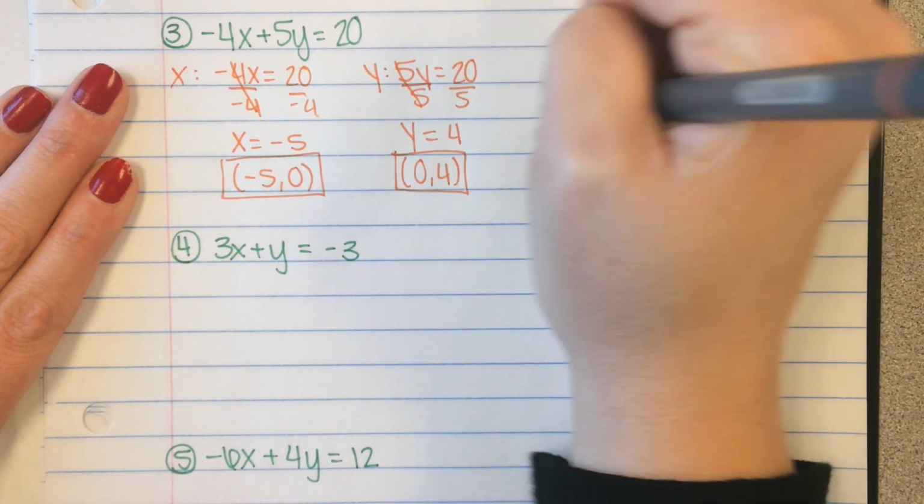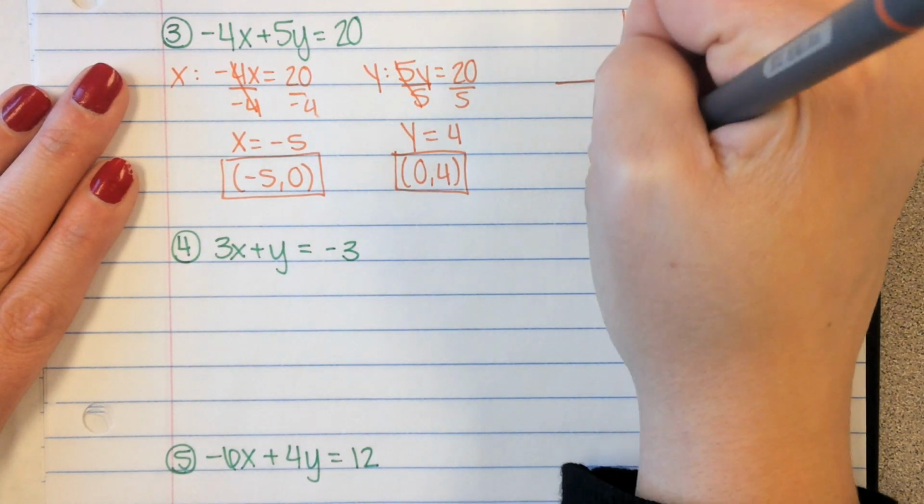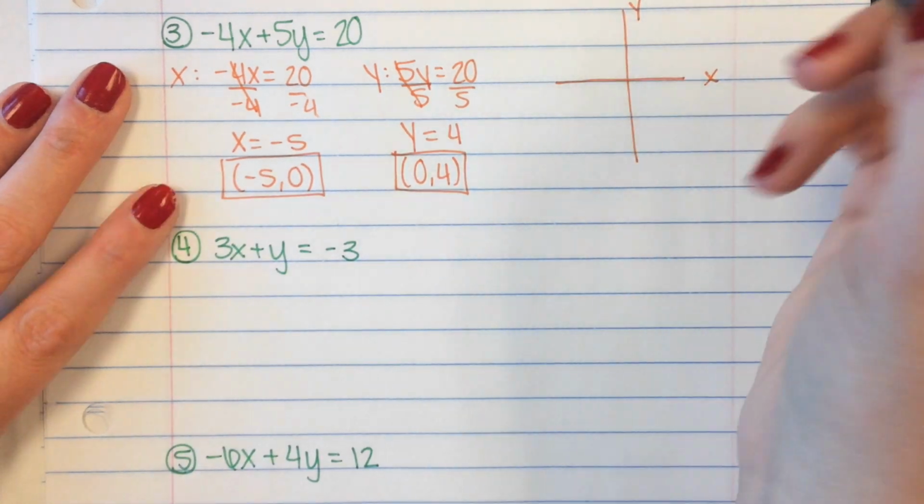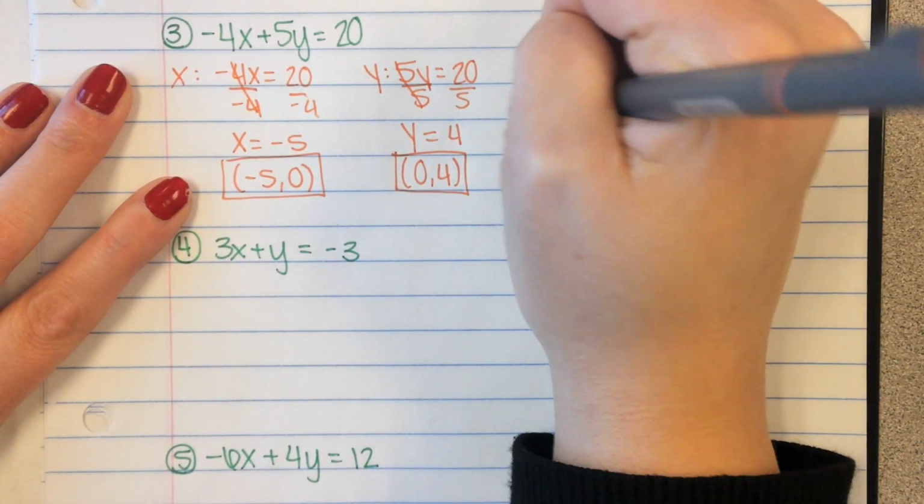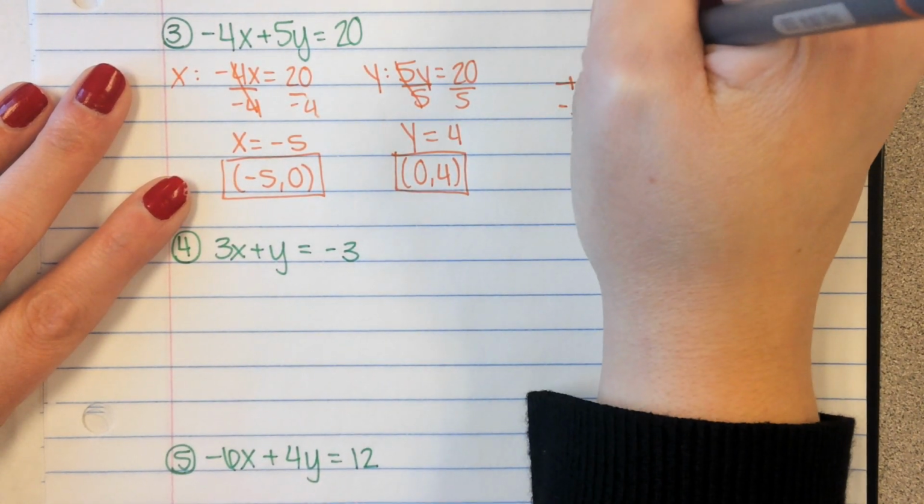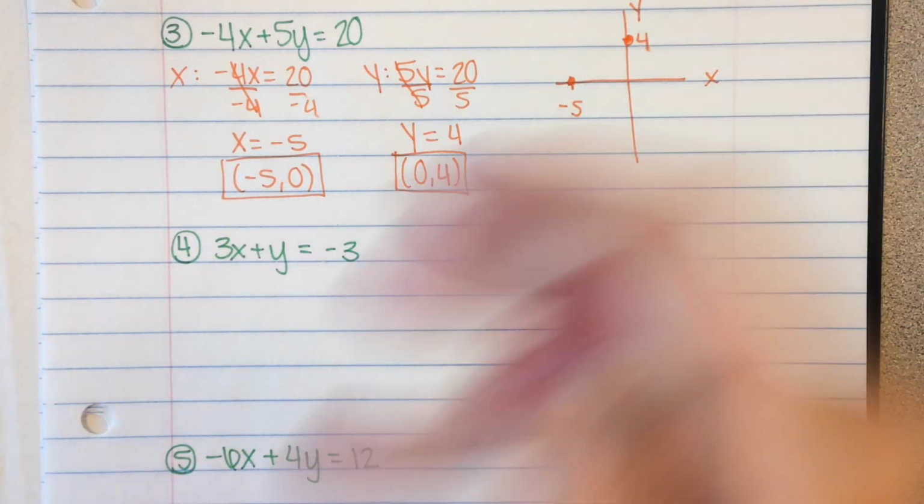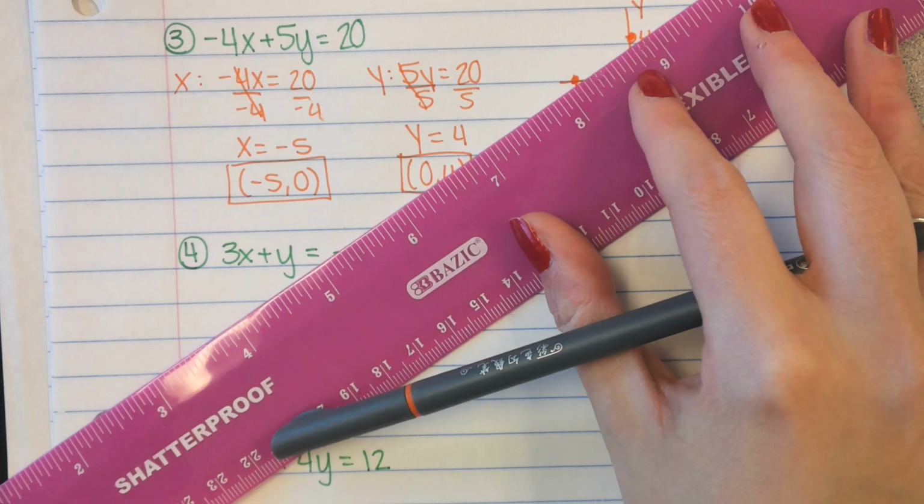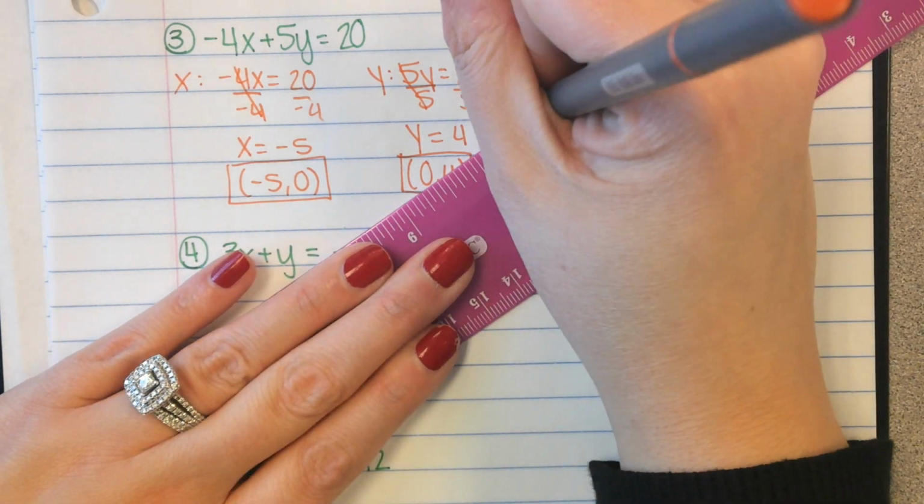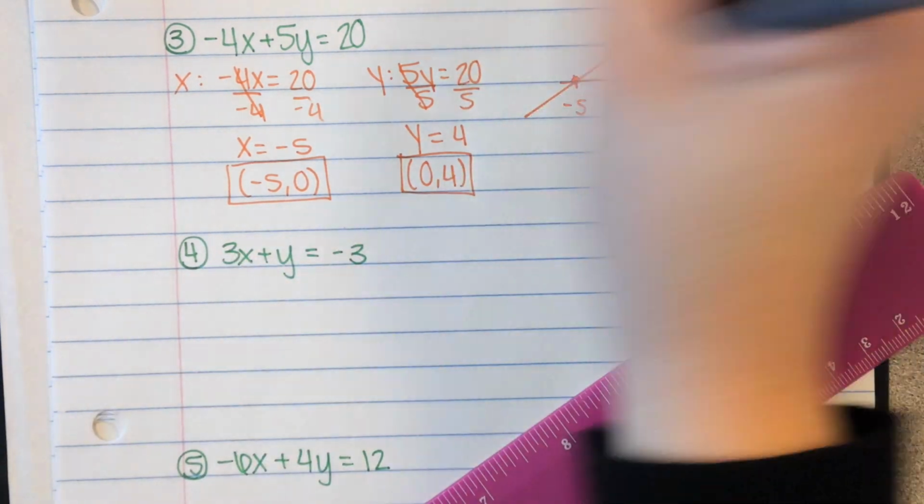If we were going to put that on a graph, we have x and y, so negative 5 on the x, 4 on the y, make 2 points, and connect with a line.